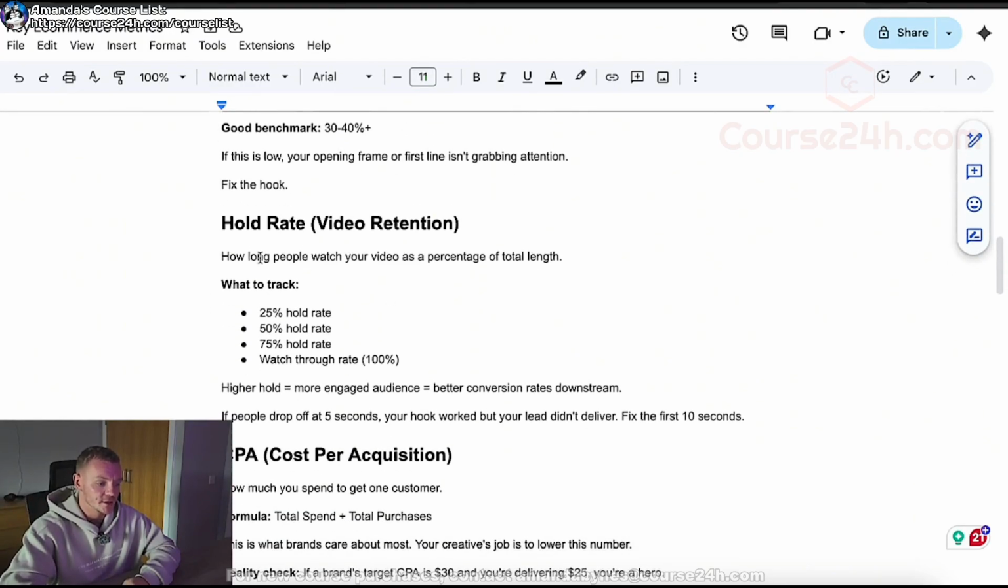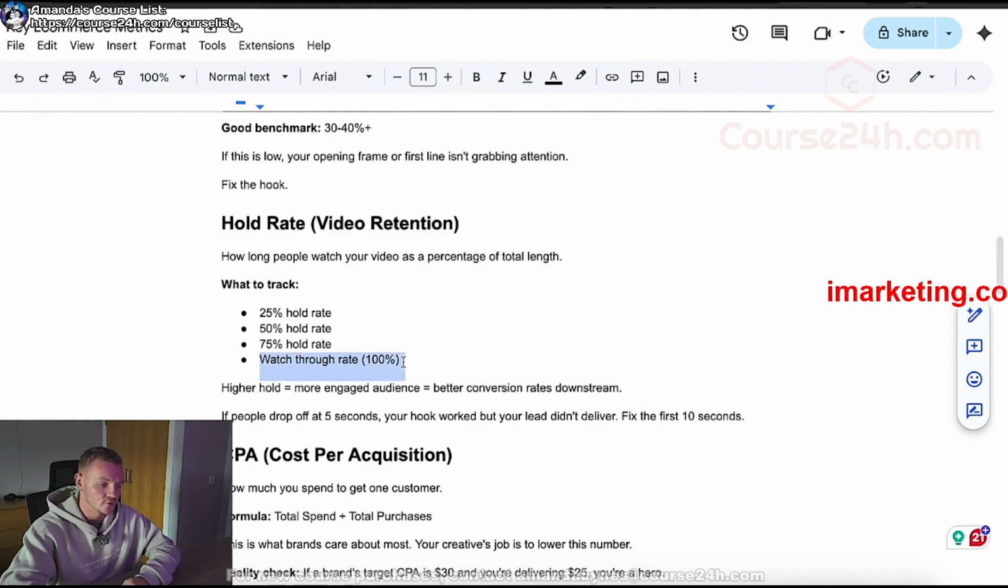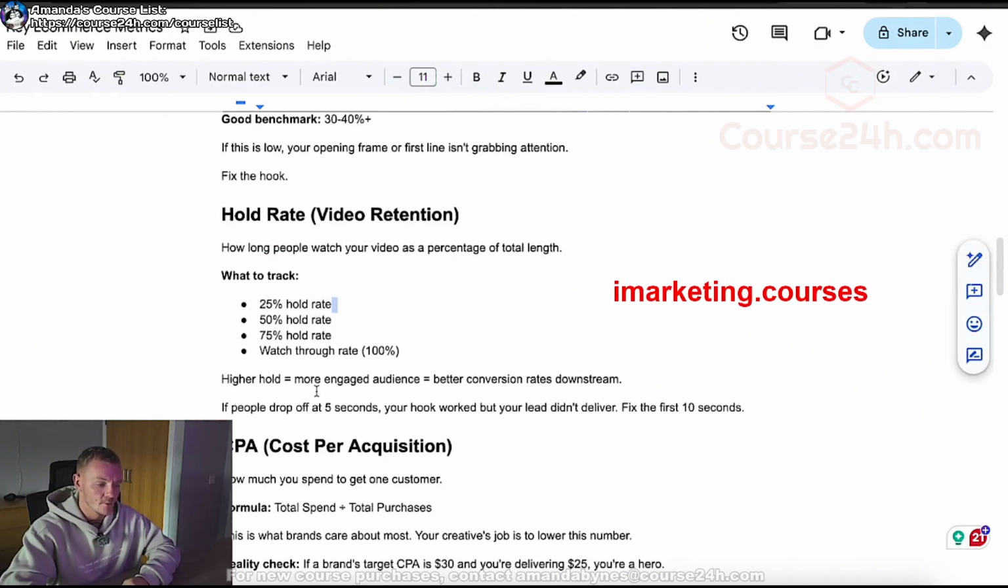Hold rate is the percentage of people who watch through certain percentages. Now, you can set this up in Meta: this is basic hold rate, who watch till the very end. You've got 75% hold rate, 50% hold rate, and 25% hold rate. Higher hold rate means a more engaged audience, and typically it's going to be a better conversion. If someone sits through a 4-minute VSL and then clicks on the ad, they're going to be a lot more pre-sold than someone who watches 6 seconds and clicks on the ad.